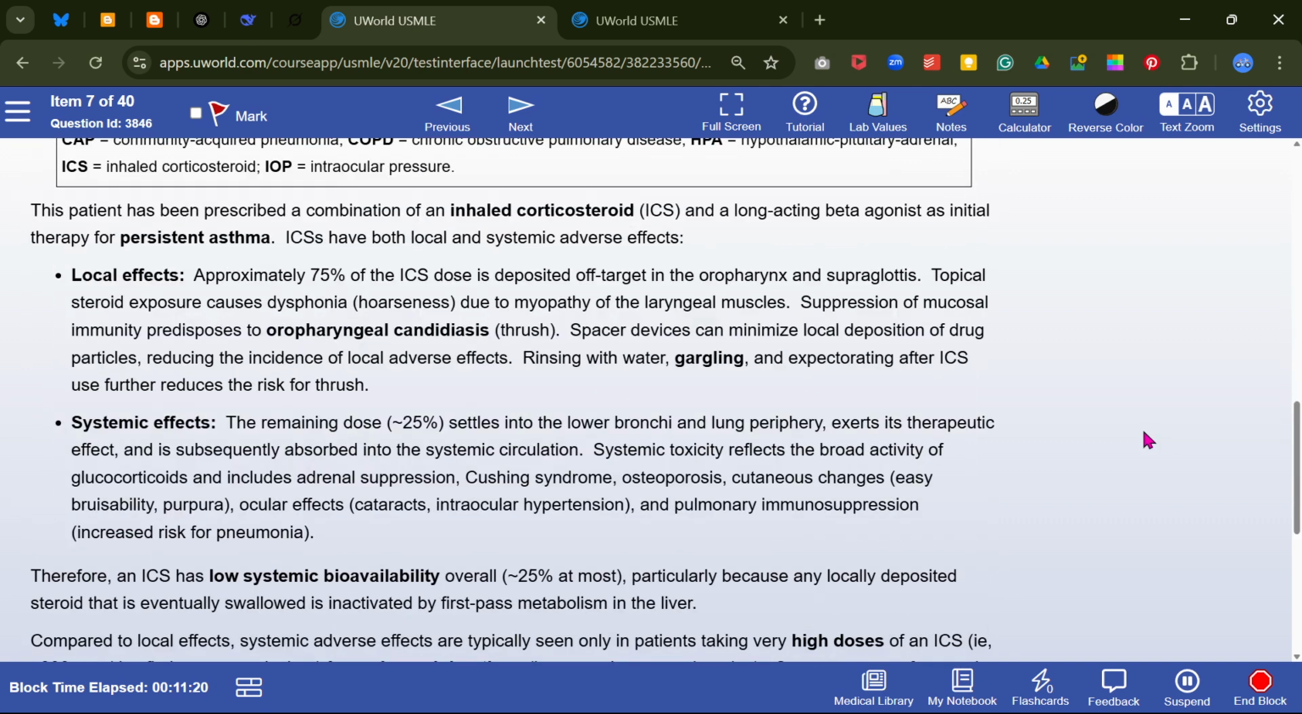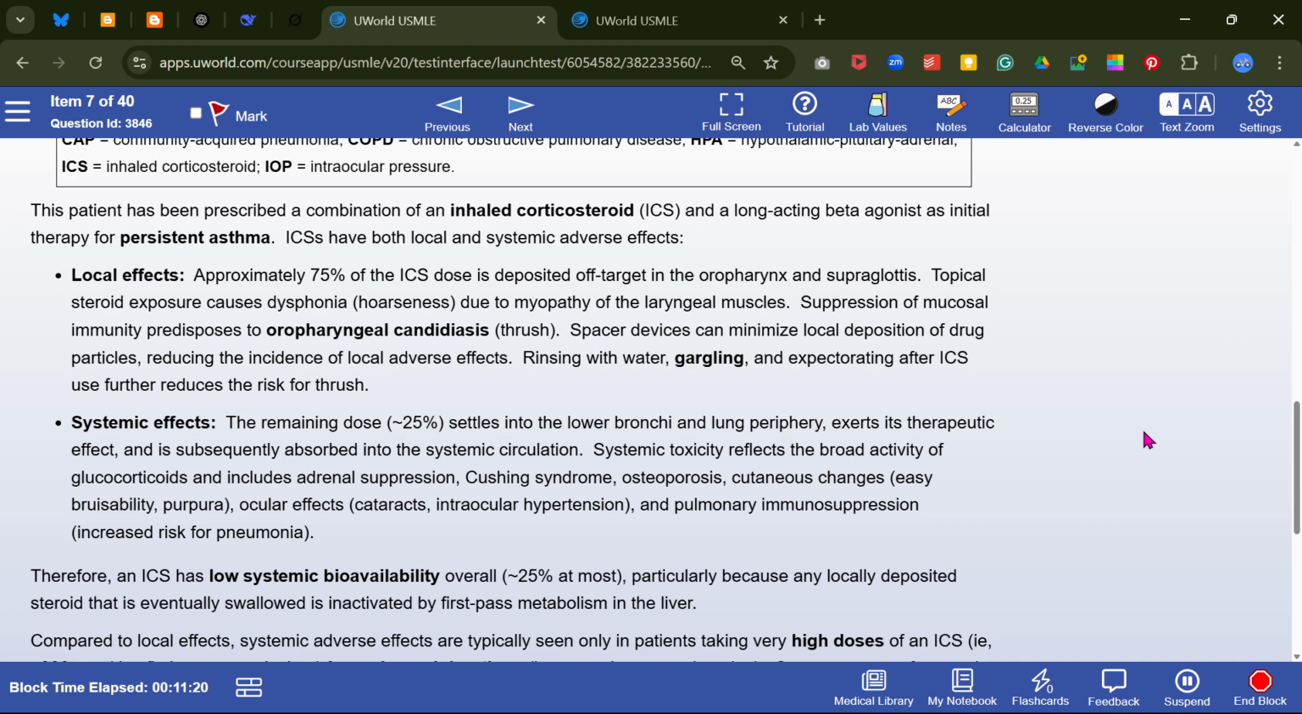This patient has been prescribed a combination of inhaled steroid and long-acting beta agonist as initial therapy for persistent asthma. Inhaled corticosteroids have both local and systemic adverse effects. Local effects: approximately 75% of the inhaled corticosteroid is deposited in the oropharynx and the supraglottis.